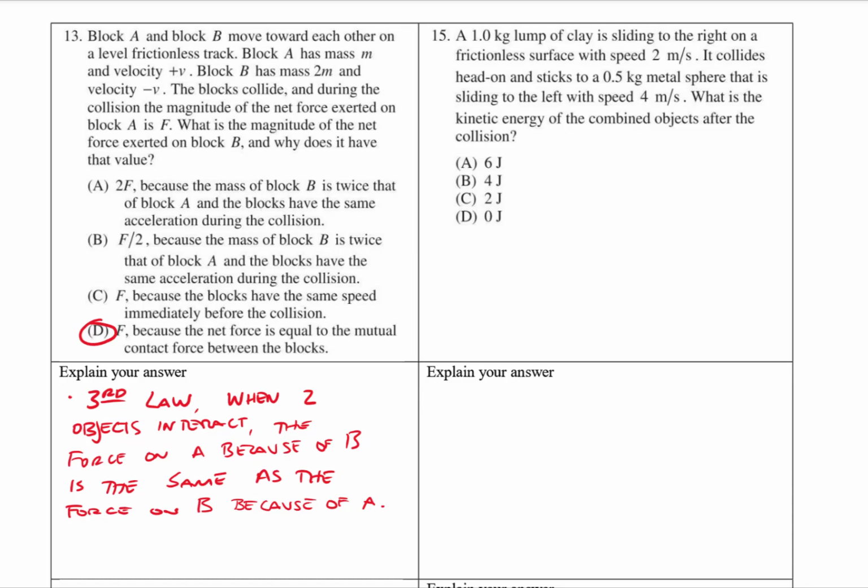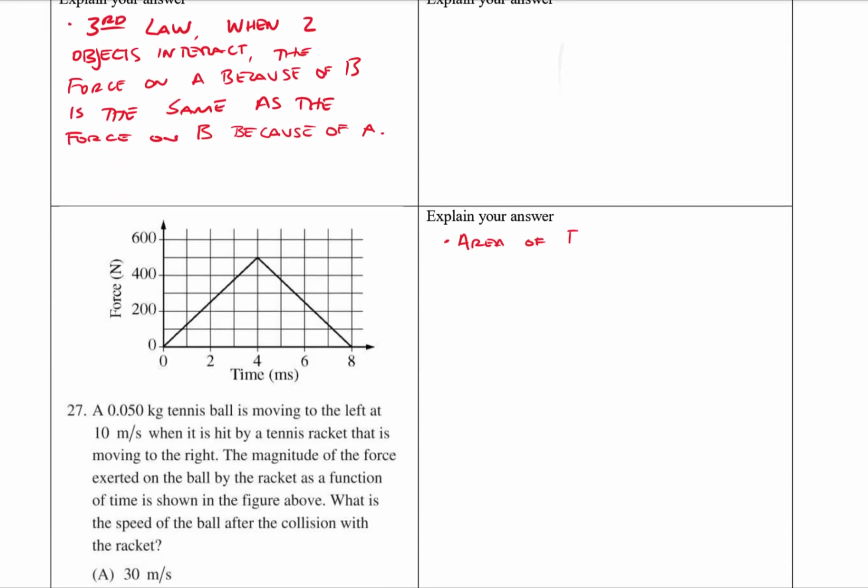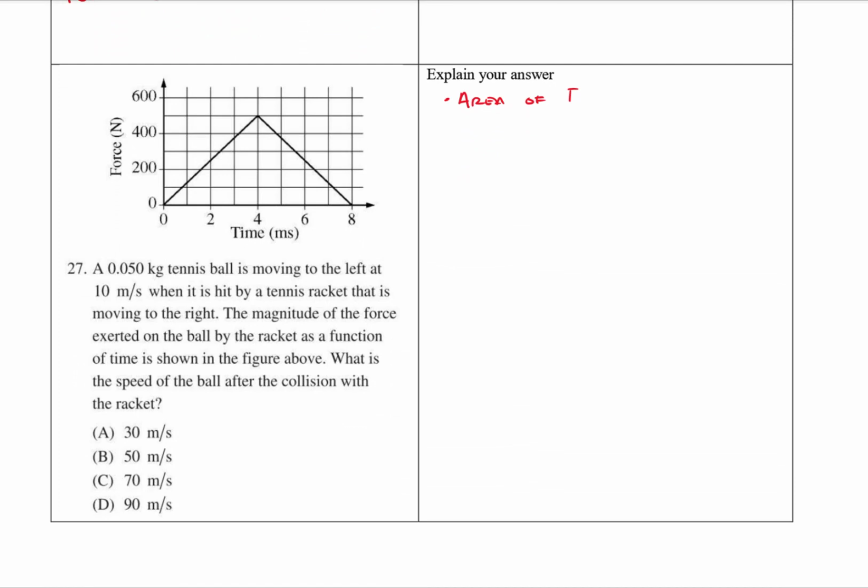Next one. A lump of clay is sliding to the right on a frictionless surface. Oh, actually, I'm going to do the next one. All right, so if we look at this graph of force versus time for the tennis ball, what we know for a force versus time graph is that the area is the change in momentum. So 1 millisecond is 10 to the negative 3 seconds. So we take 8 milliseconds times 500 newtons. That gives me a change in momentum of 5 Newton seconds because the area is 5 Newton seconds.